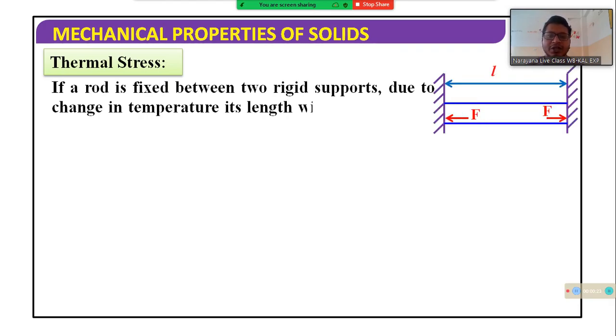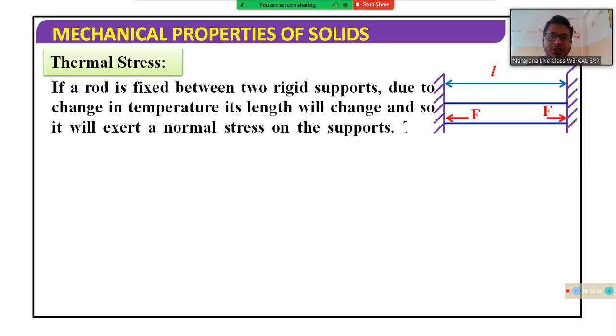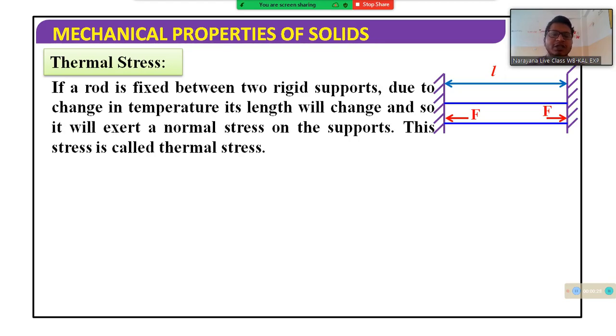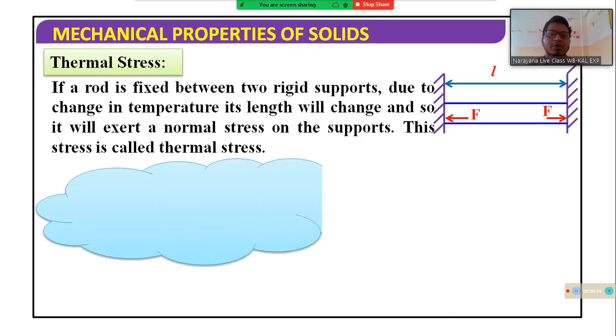If a rod is fixed between two rigid supports, due to a change in temperature, its length changes, and so it exerts a thermal stress on its supports. This stress is called the thermal stress. Let's consider a rod fixed at two ends, and due to the change of temperature, the length changes, and when the length changes, it exerts a normal stress on the two end supports. This stress is called the thermal stress.